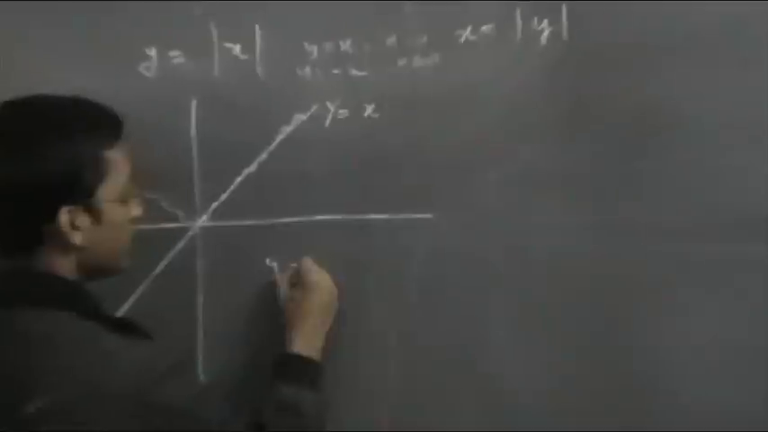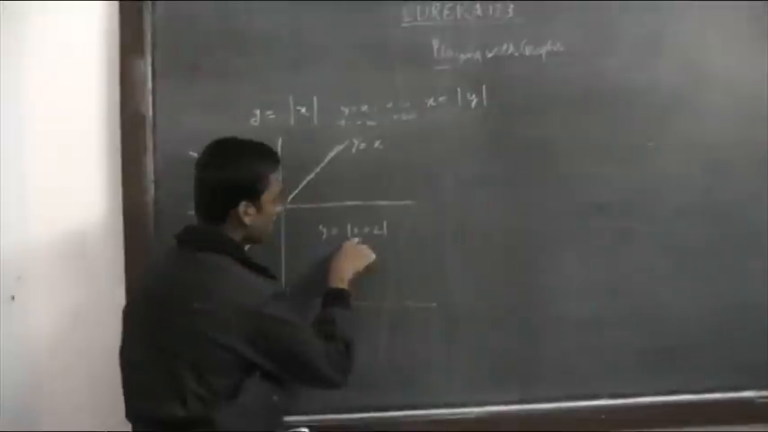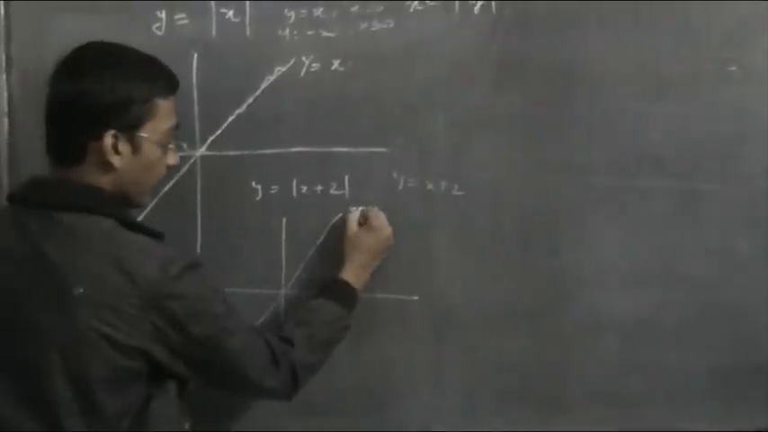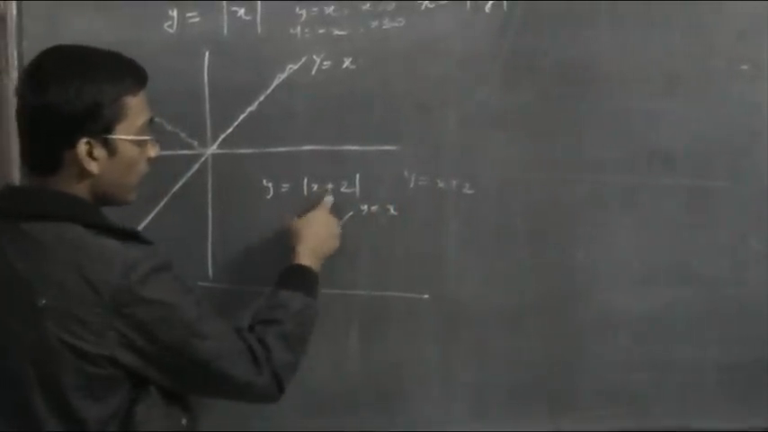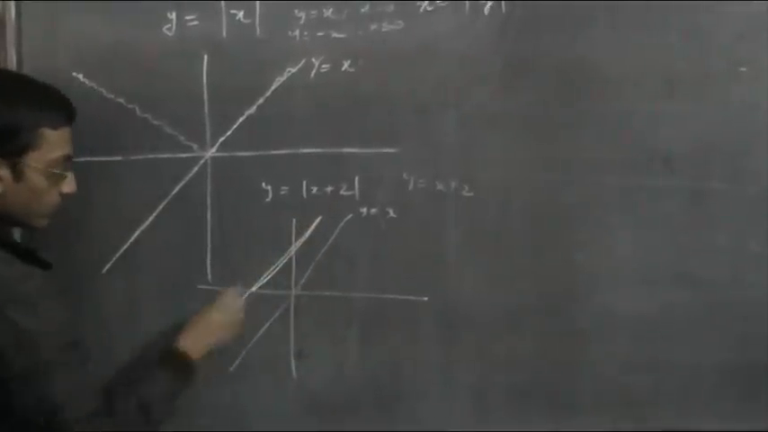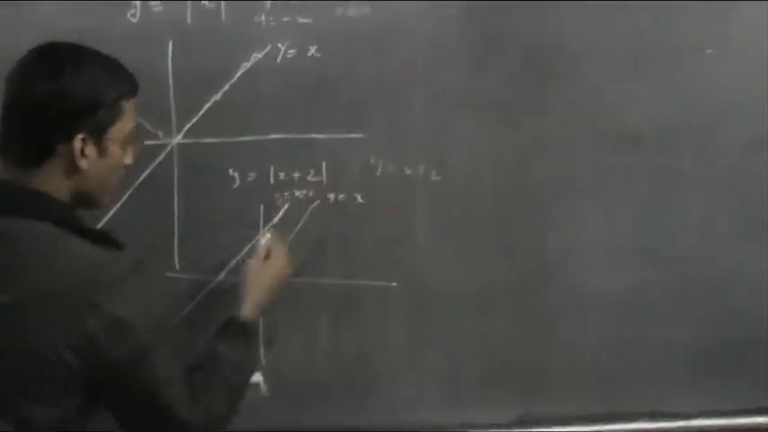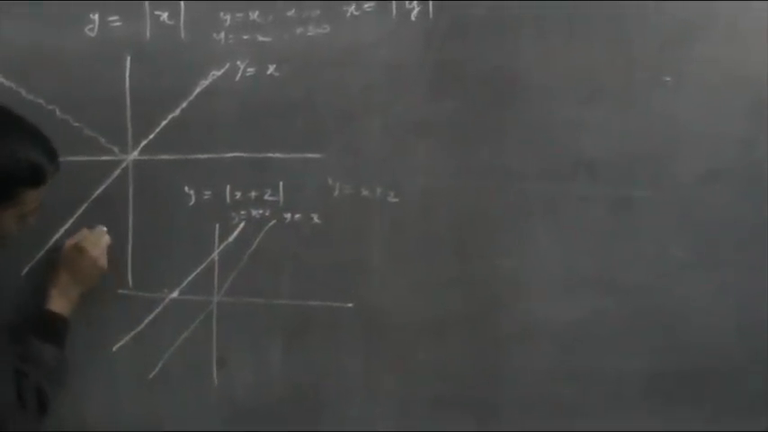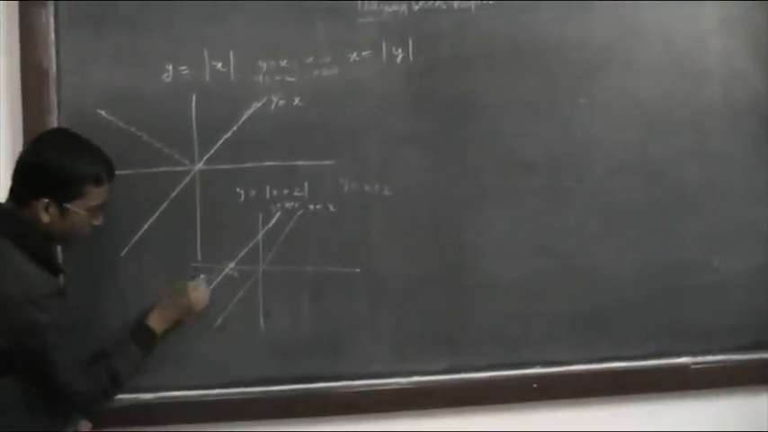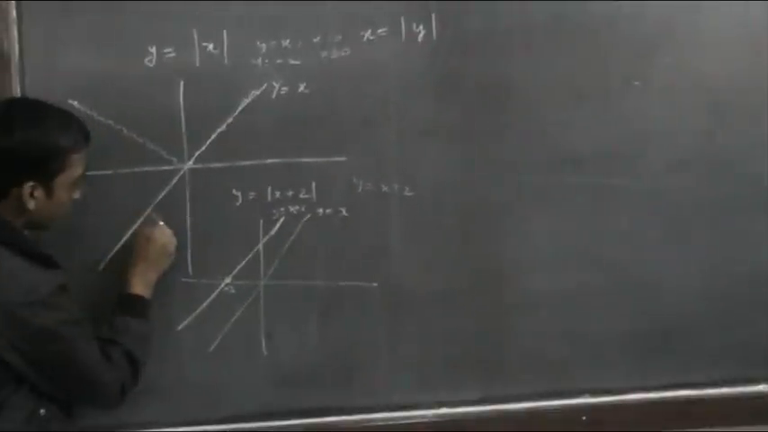Suppose we had y equals mod of (x plus 2). What is y equals x plus 2? This is y equals x. For x plus 2 we are doing plus c, so it will shift leftwards by 2 units. This is y equals x plus 2. And we take the modulus, we take the reflection of this. This is minus 2. We take the reflection of this along the x-axis, we get this. So what is the graph of y equals mod of (x plus 2)? It is this.